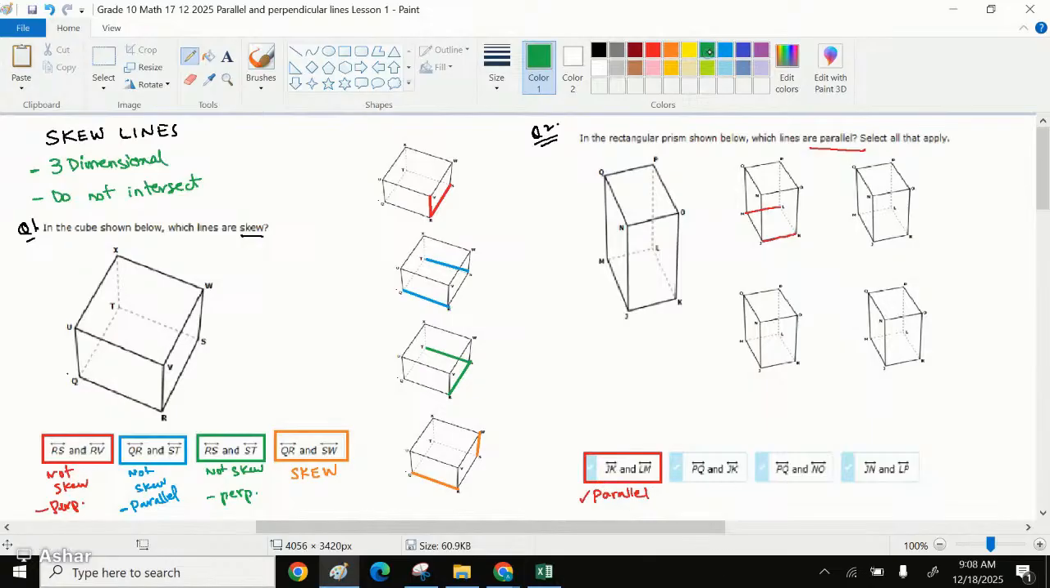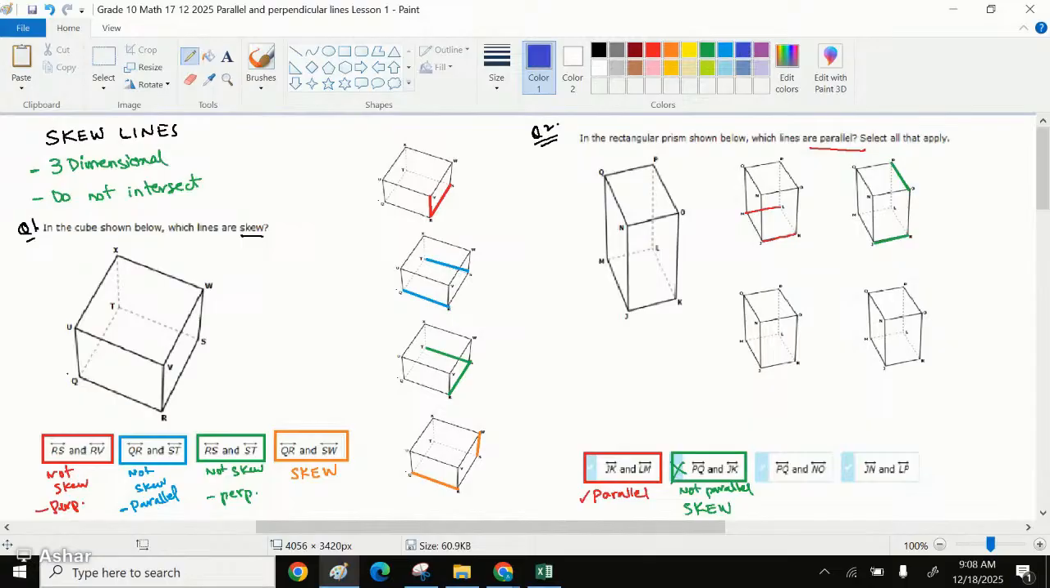PQ and JK. Where is PQ on the main diagram? If we look at PQ, we can say this is PQ, and JK, not parallel. What are they if they're not parallel? Are they perpendicular? Perpendicular will still intersect. These lines are skew.